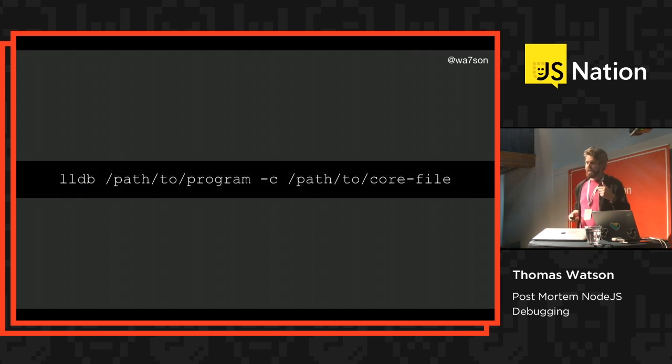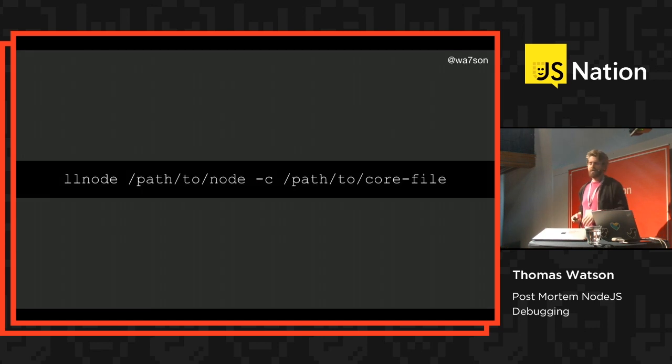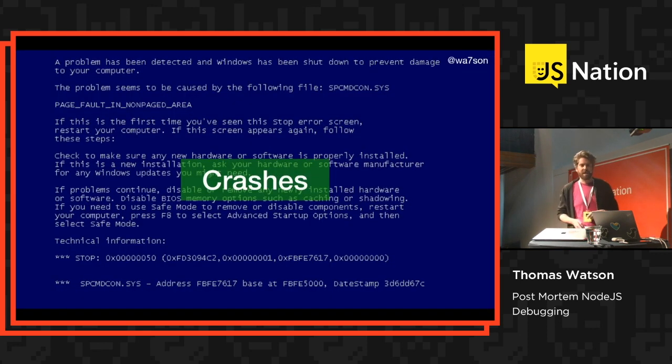And then when you load LLDB, you then need to load llnode, but it's much easier to just use this shortcut, llnode, and it will set up the plugin for you. It takes the exact same arguments, and there we go, right?